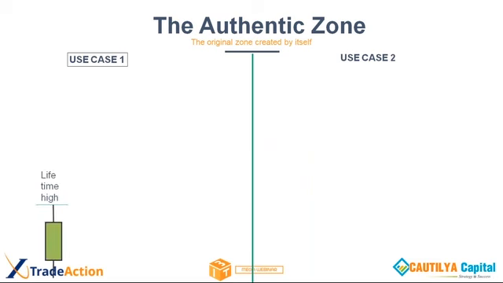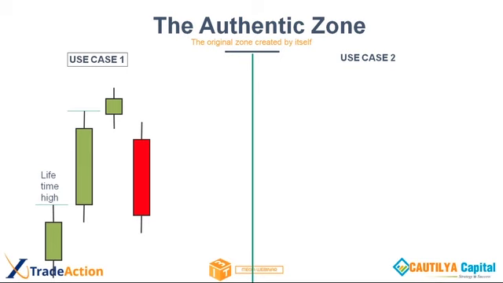Let's take an example. Price is going up and it has formed a lifetime high now. It's a lifetime high, not even a 52-week high. Second, price further goes up. Then again, can you guys accept that the lifetime high has changed? It has changed. Then it further goes up and forms a base. Okay, and then price drops from there.